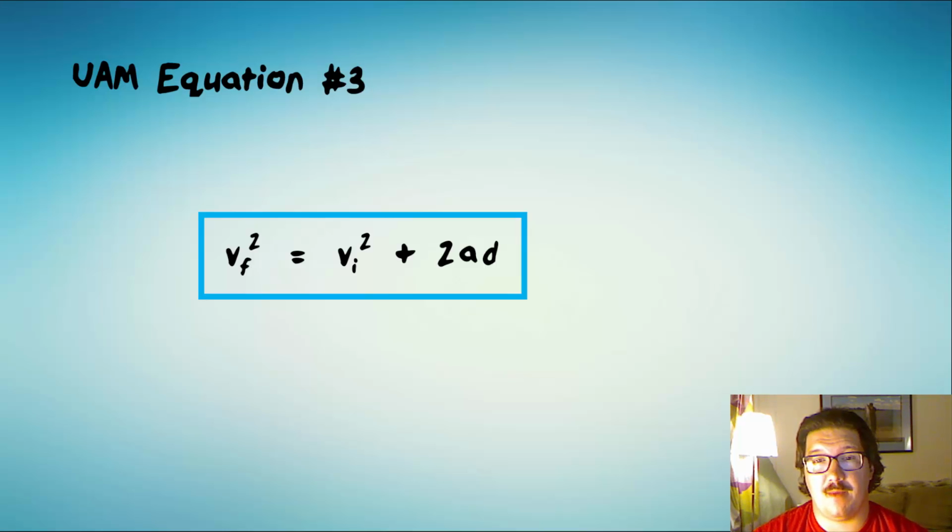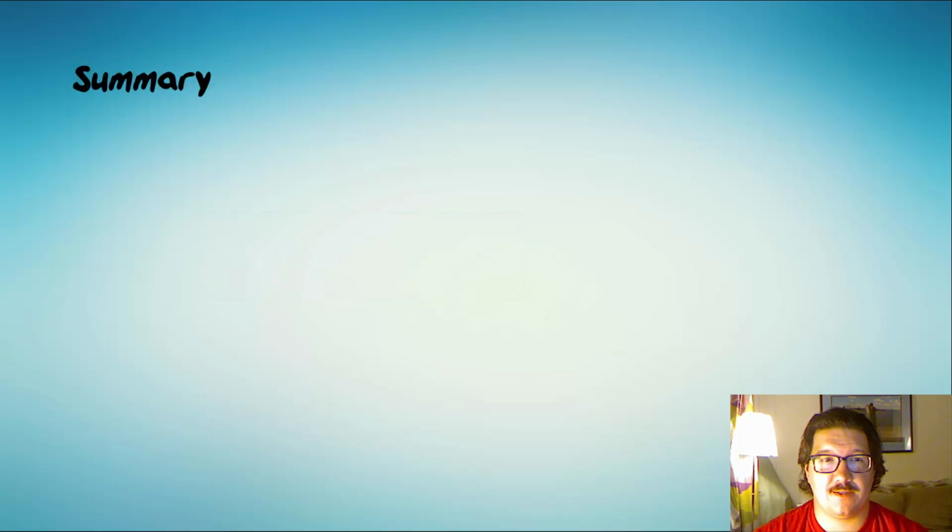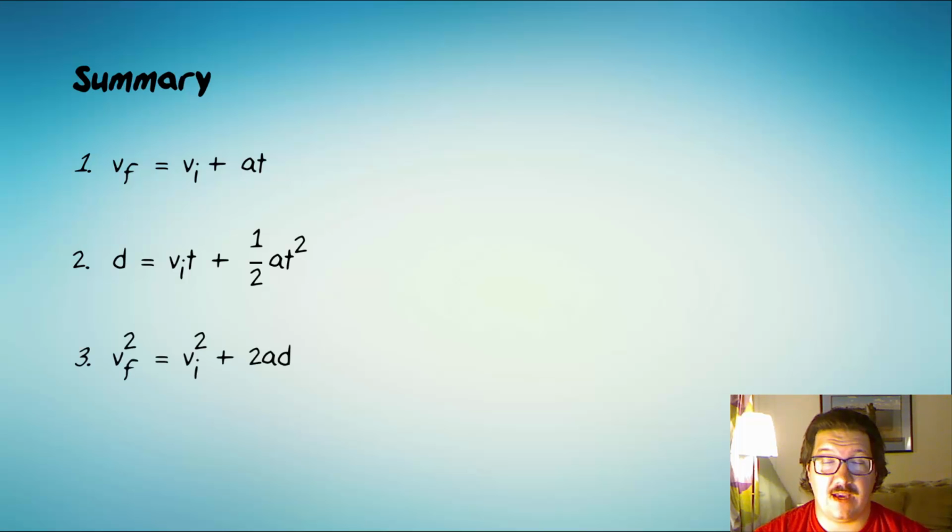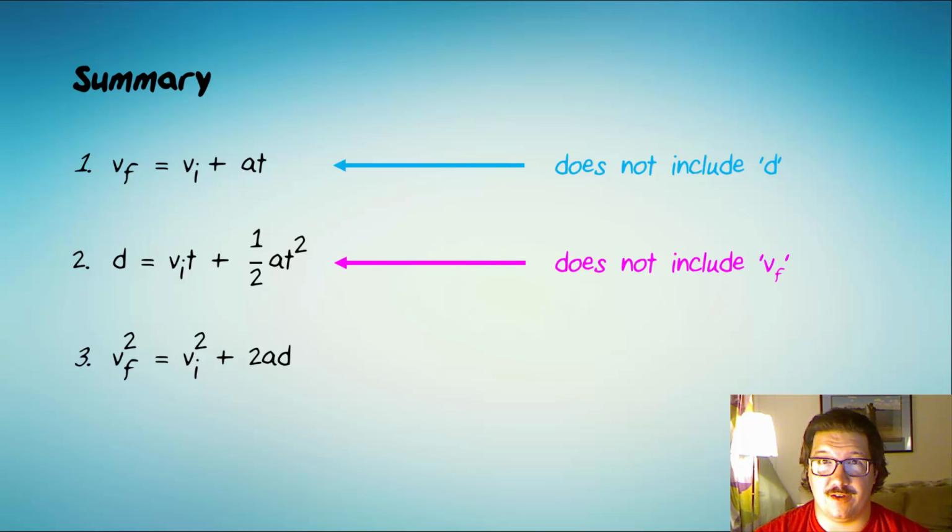So I hope you've written all these down. Let's summarize. Right, we have 3 UAM equations. vf equals vi plus at. d equals vit plus 1/2 at squared. And vf squared equals vi squared plus 2ad. We're going to talk more about this in class, but notice the first equation does not include displacement. The second equation does not include final velocity. And the third equation does not include time. That's going to be very important.